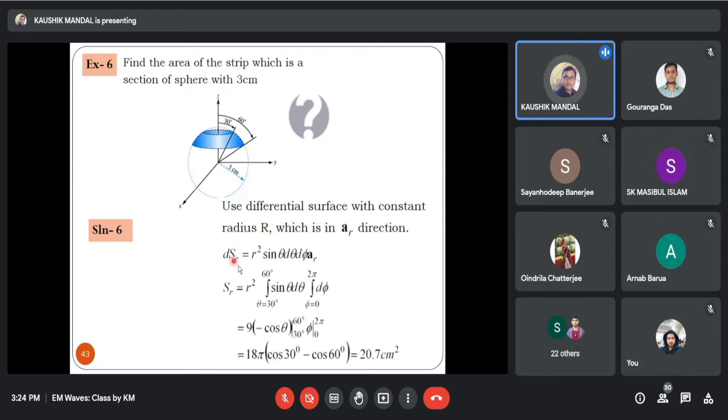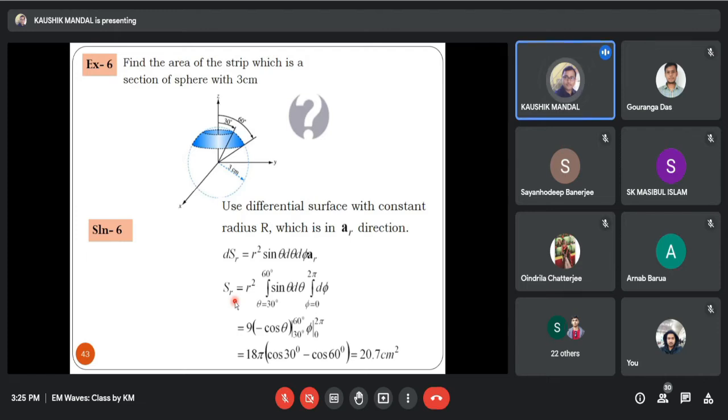We are already familiar with the differential areas. We have to find out the area. This is nothing but the differential or incremental area due to change in this theta. So we have to apply this one, dSr. The equation of dSr is already discussed, depending on the basic figure related to the Cartesian coordinate system, where dSr equals r squared sine theta d theta d phi, and ar is the unit vector.